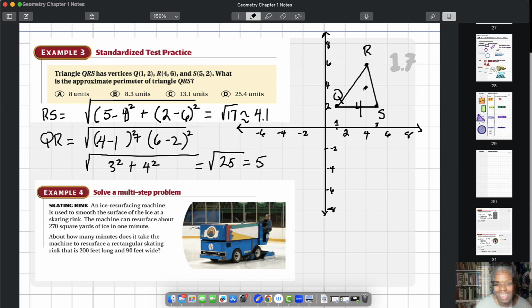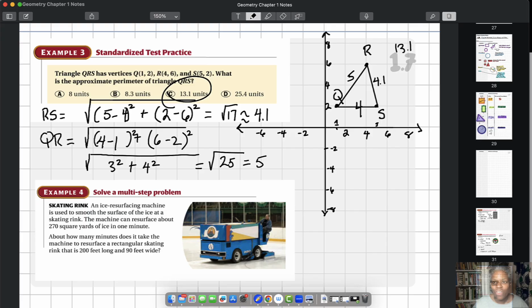So let's go ahead and get that perimeter. We know that QR is 5. We know that RS is 4.1. When I add all of this up, 5 and 4 is 9, and 9 plus 4 is going to give me 13. So I get about 13.1 units, and we see that the answer is there.